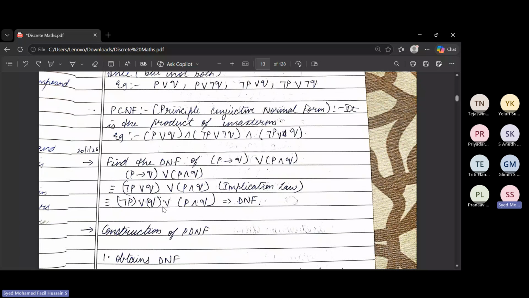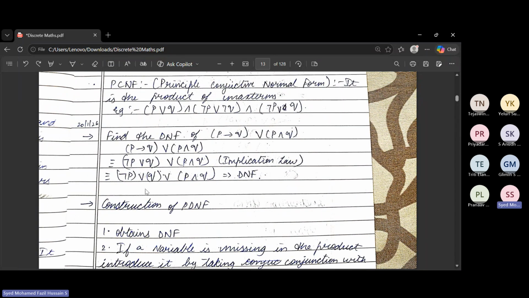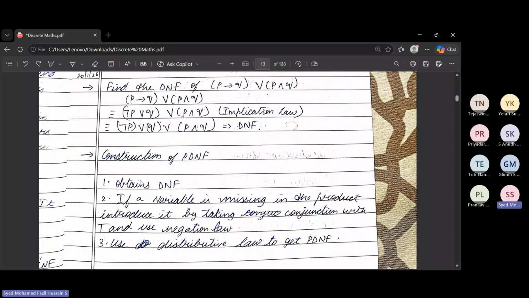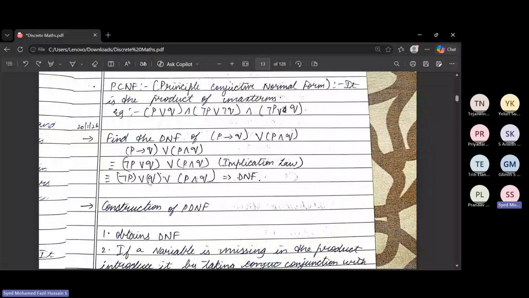So these three are considered elementary products, and or is used to conjunct all these. So it is a DNF, that is disjunctive normal form. The construction of PDNF is, first we have to obtain a DNF. Like this, we have to separate each and have or in between those elements.